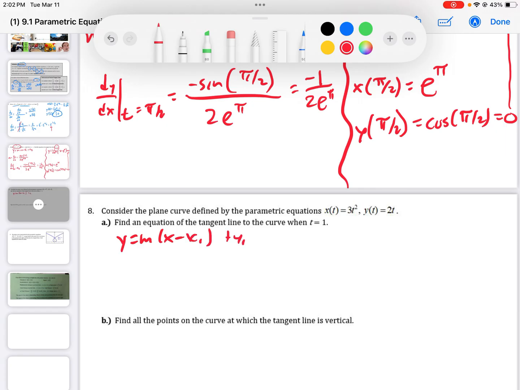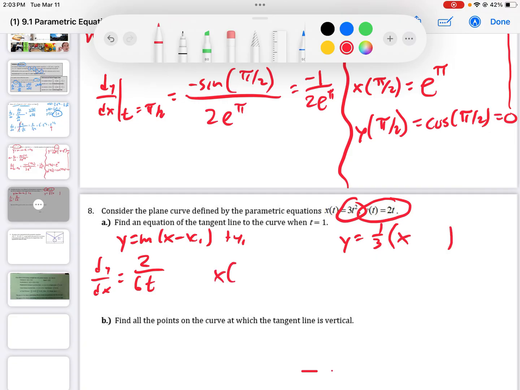So I got to find the derivative. So dy over dx is equal to the derivative of y with respect to time over the derivative of x with respect to time. Okay, and I want to find that evaluated when time is 1. So that'd be 2 over 6 times 1. So it's going to be y is equal to 1/3 x minus x1.